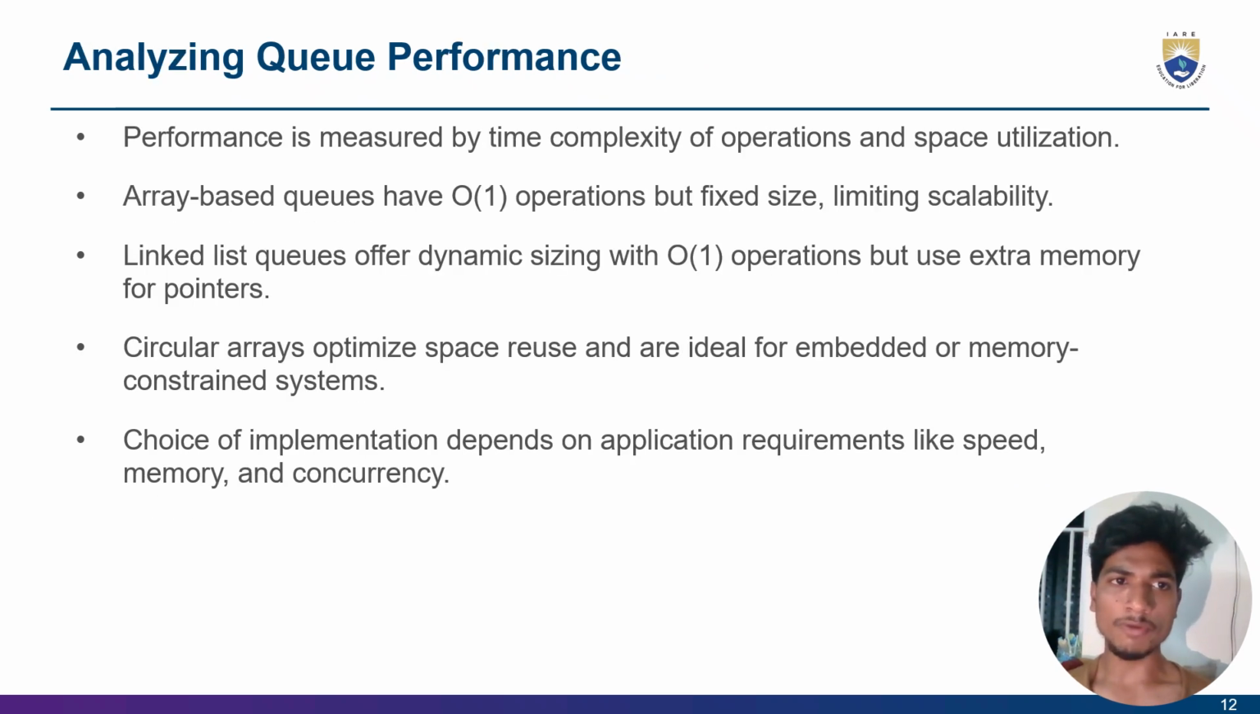Analyzing queue performance. Performance is measured by complexity of operations and space utilization. Array-based queues have O(1) operations but fixed size, limiting scalability. Linked list queues offer dynamic sizing with O(1) operations but use extra memory for pointers. Circular arrays optimize space reuse and are ideal for embedded or memory constrained systems. The choice of implementation depends on application requirements like speed, memory, and concurrency.